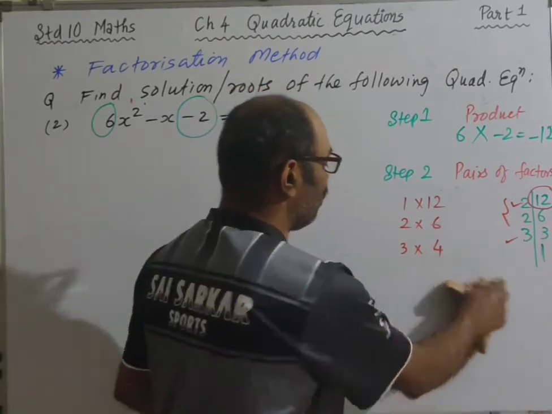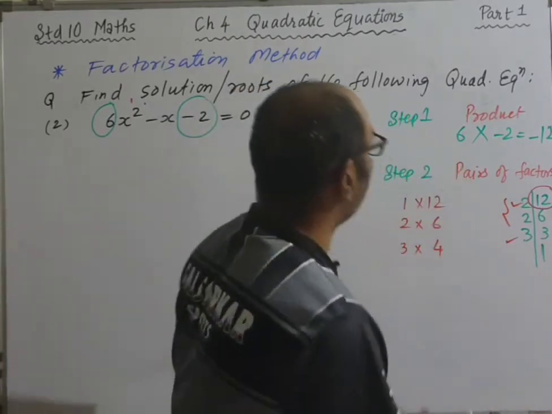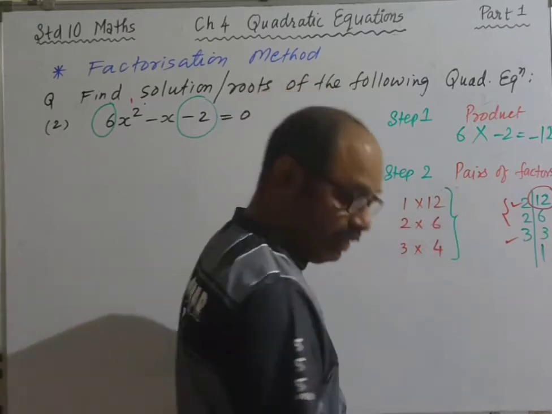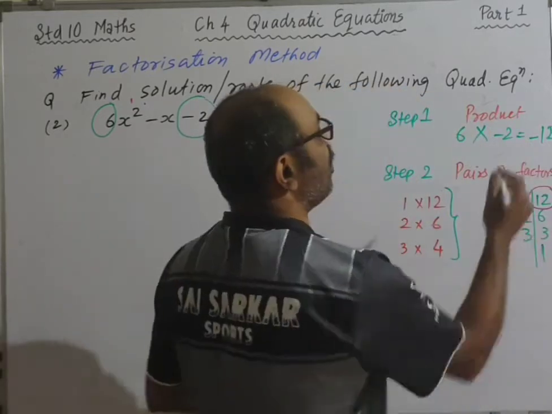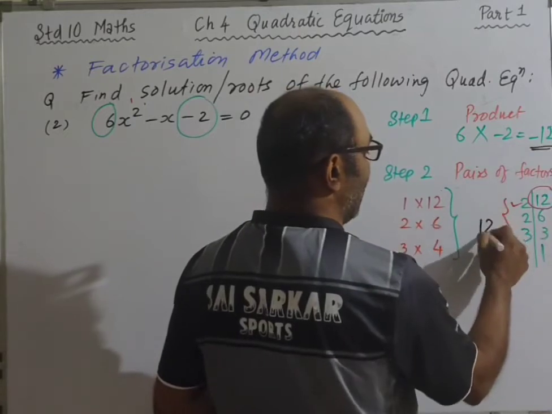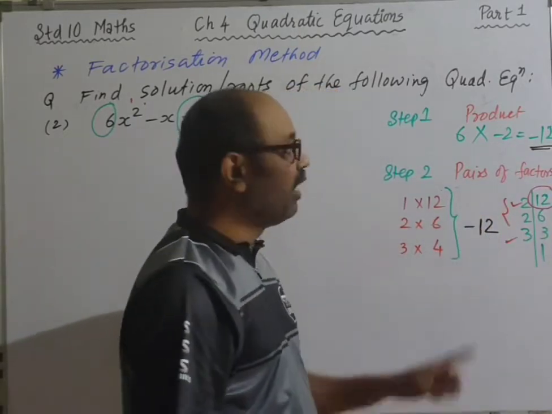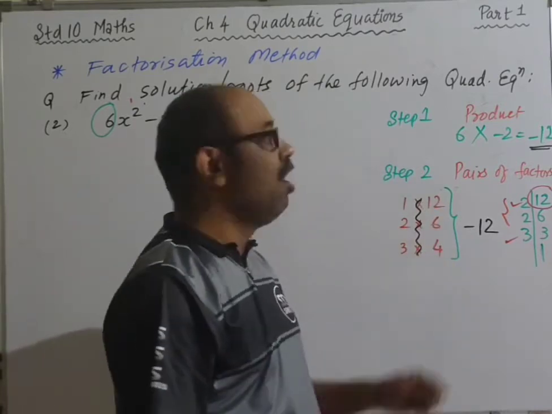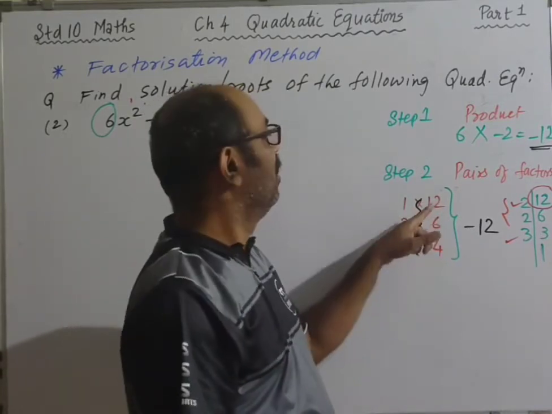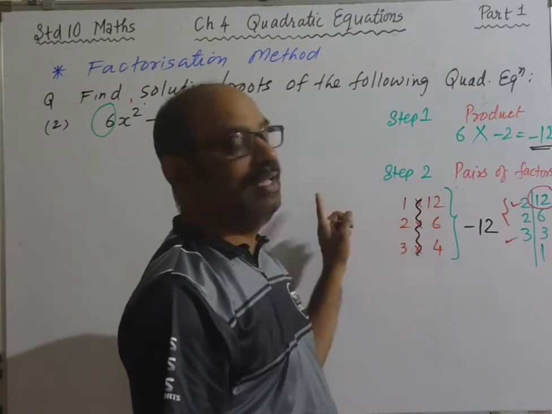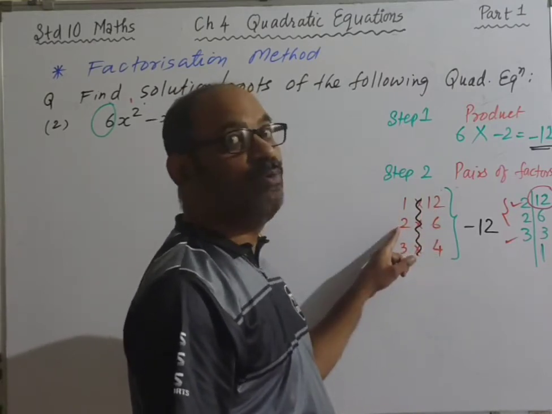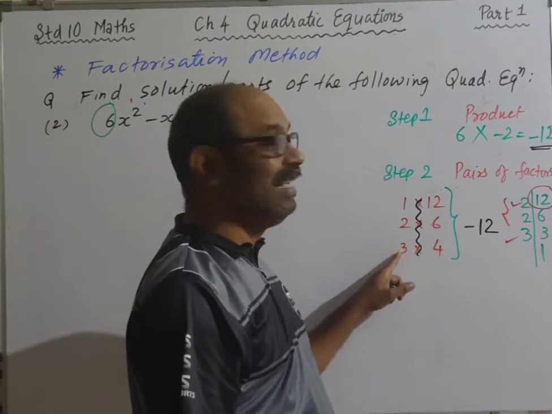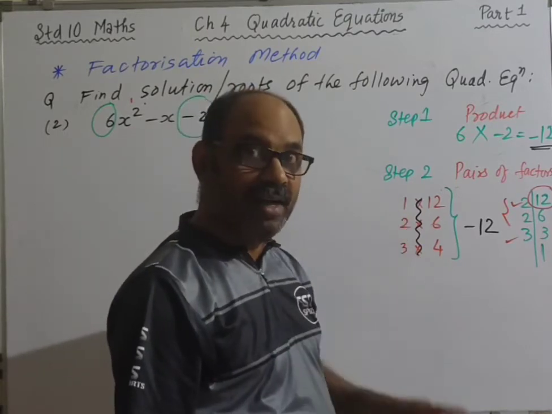So now ahead there are no more pairs of factors. I'm going to cover them up with a curly bracket, all right, and the product with sign, write 12 with minus. Now there is a minus sign, you have to forget multiplication and look at the difference. 12 minus 1 is 11, 6 minus 2 is 4, 4 minus 3 is 1, all right.